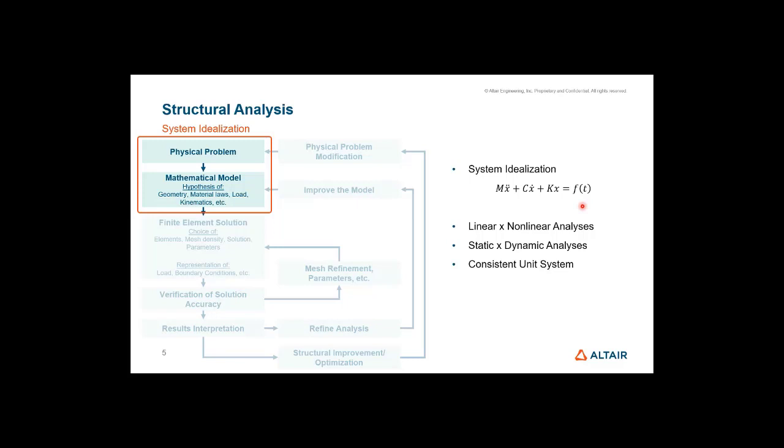And the first thing that we want to do as a system idealization is ask a few questions: whether I want to solve this problem as linear or nonlinear, whether I want to solve it as static or dynamic, and also having a consistent unit system throughout your whole workflow. So we have a geometry that is imported in millimeters, let's say. I need my material laws, my loads, and my initial conditions all to be within this same unit system so that my result at the end will be consistent.